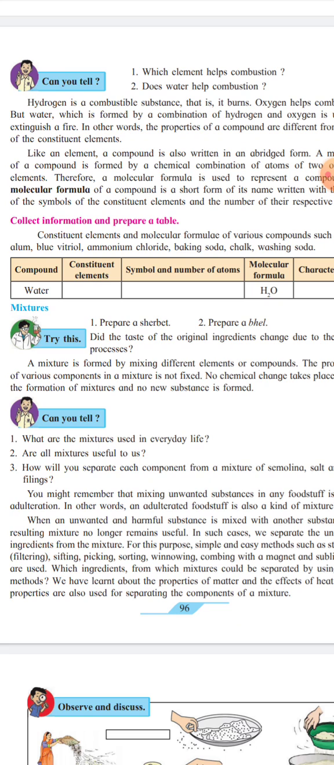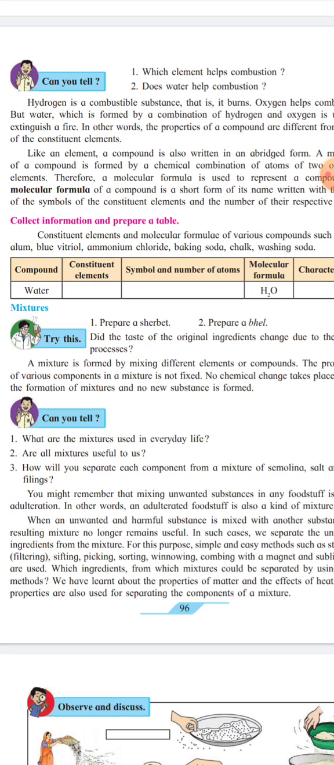Now, can you tell which element helps for combustion? Oxygen. As you know, oxygen helps for combustion. Does water help for combustion? Water is formed by the combination of hydrogen and oxygen, but it does not help for combustion. Now it is used for extinguishing a fire. How does water help? It helps by extinguishing fire.